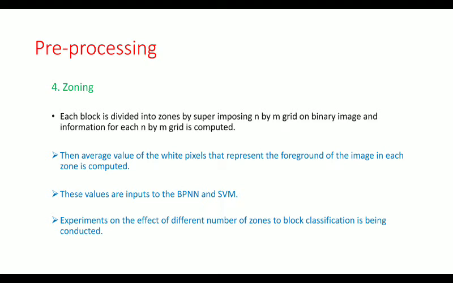Assume we are at a certain zone and we find the average value of all the pixels. Those pixels belong to the foreground only. So we find the average value for each zone. This average value is given to both networks, the backpropagation network and support vector machines, as input. That means the value for each zone is given as input to these two processes, BPNN and SVM, and we find out the results.